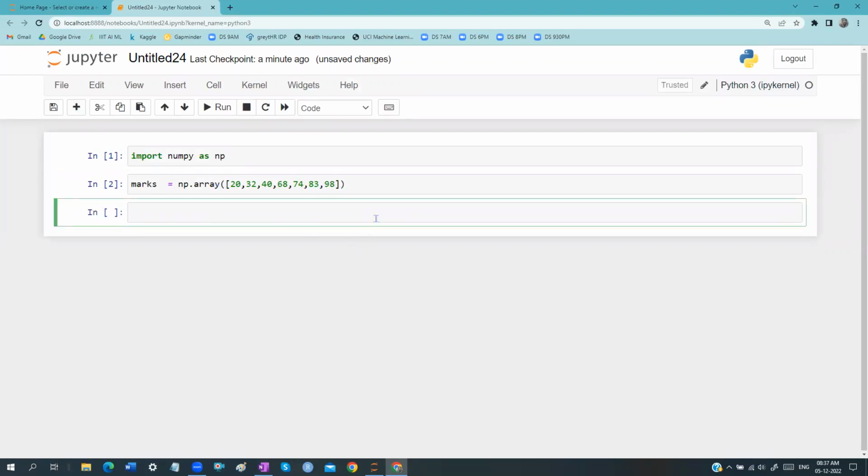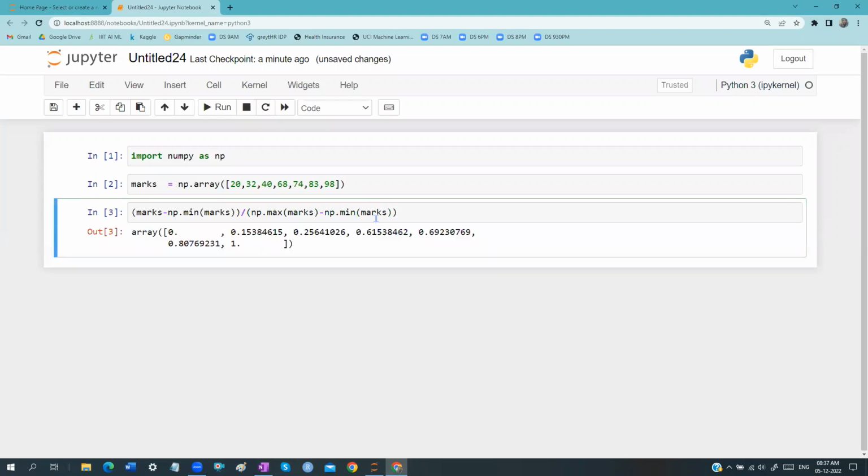If you're good at mathematics, we can do it very easily. So what we have to do is, from every mark, subtract the minimum value: np.min of marks, divided by, it's simple maths, np.max of marks minus np.min of marks.